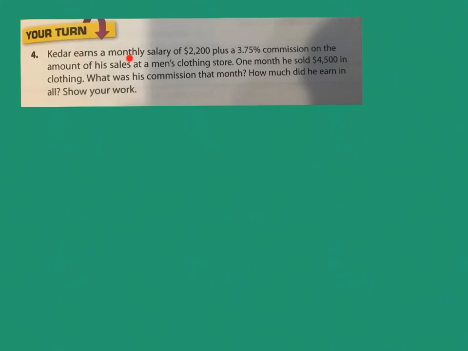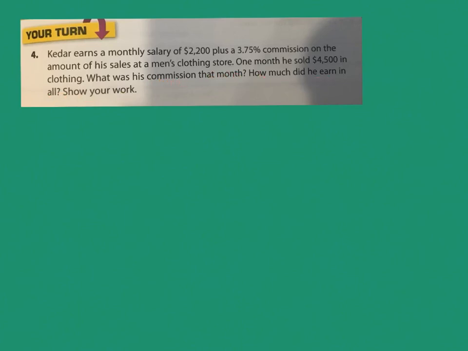I like it. Kedar earns a monthly salary of $2,200 plus a 3.75% commission on the amount of his sales at a men's clothing store. By the way, if you don't know what commission is, it's like a bonus. So you get a certain percentage of what you sell. The selling amount isn't what you earn, it's what the store earns, but they'll give you a little bit of what the store earned because you worked hard to sell that amount. One month he sold $4,500 for the store in clothing. What was his commission that month? And how much did he earn in all?